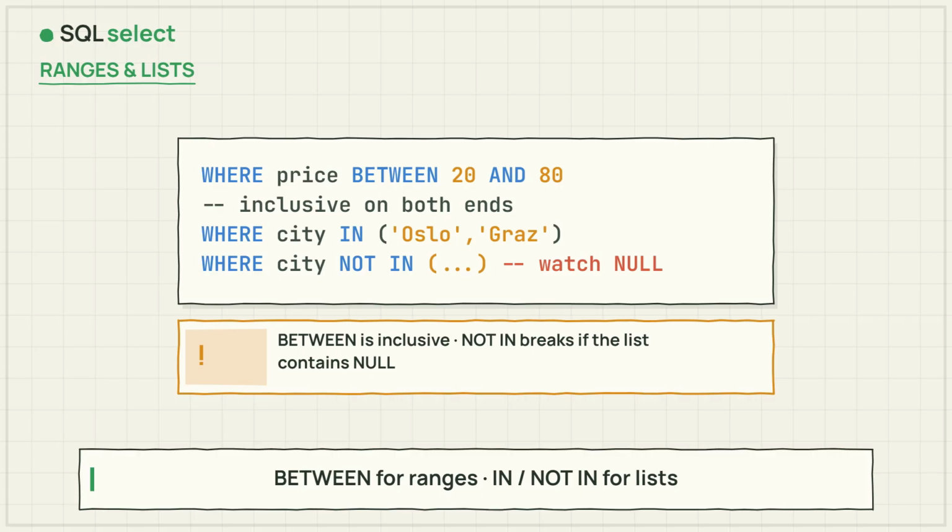For a set of values, use IN or not IN. But keep not IN in the back of your mind. One null in that list, and it quietly returns nothing.